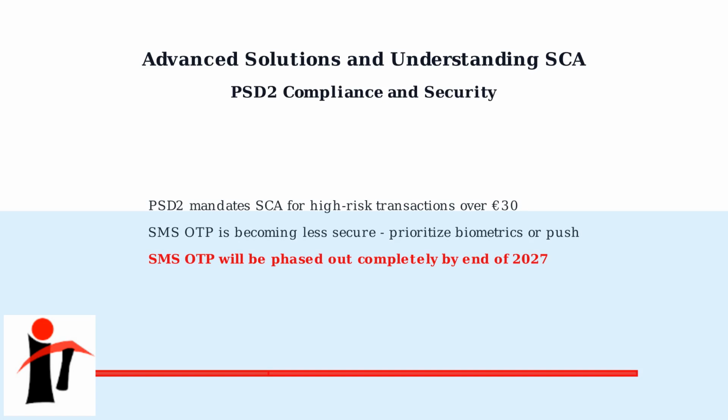As SMS OTP is increasingly vulnerable to attacks like SIM swapping, consider prioritizing more secure methods like biometrics or push notifications. By the end of 2027, SMS OTP will be phased out completely, so plan ahead.